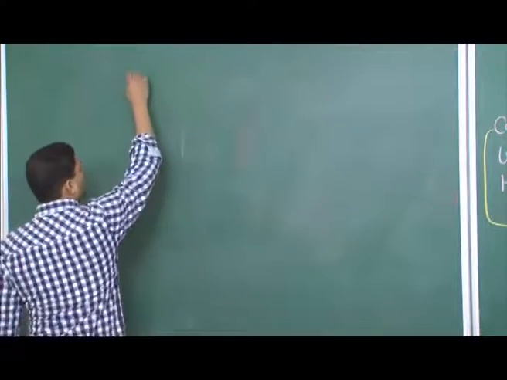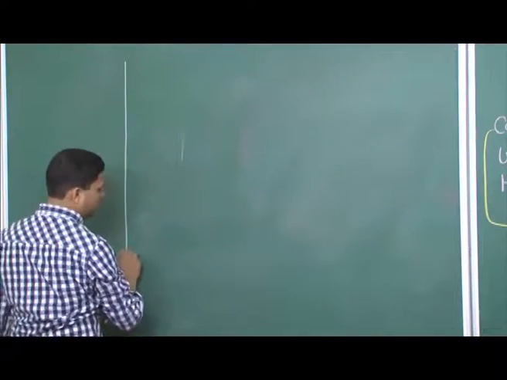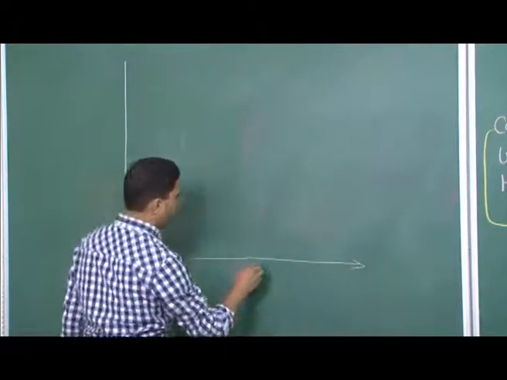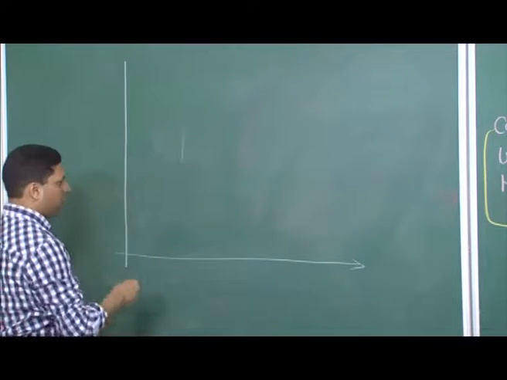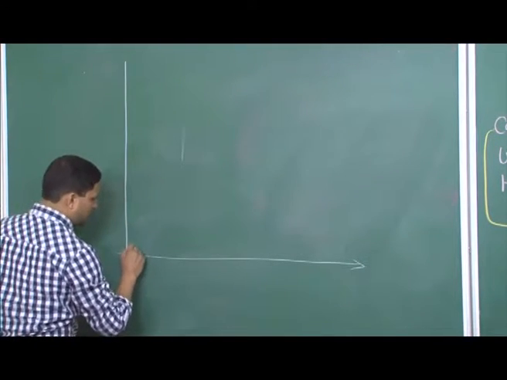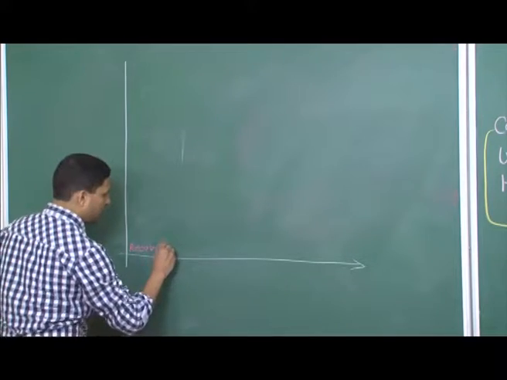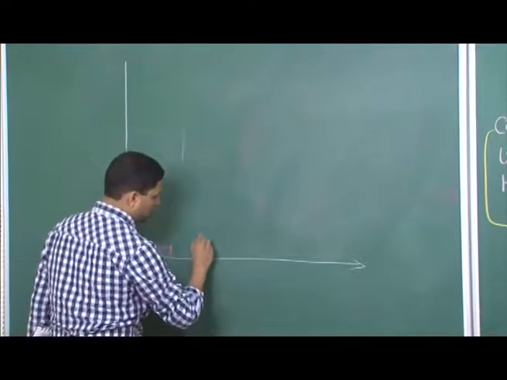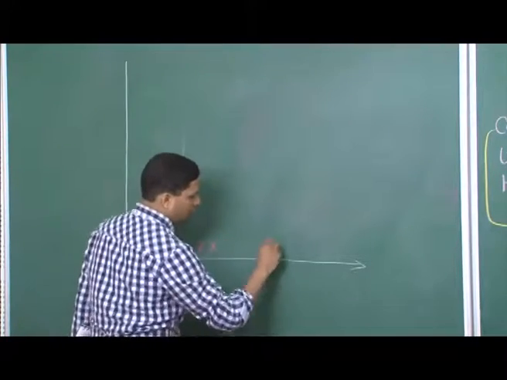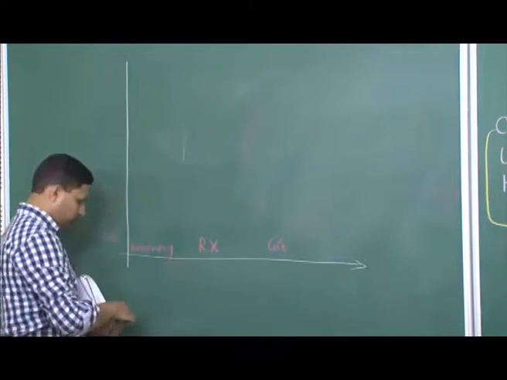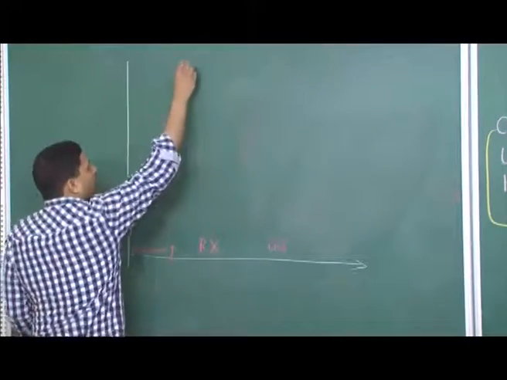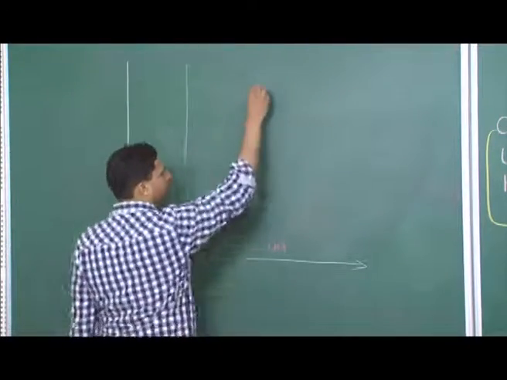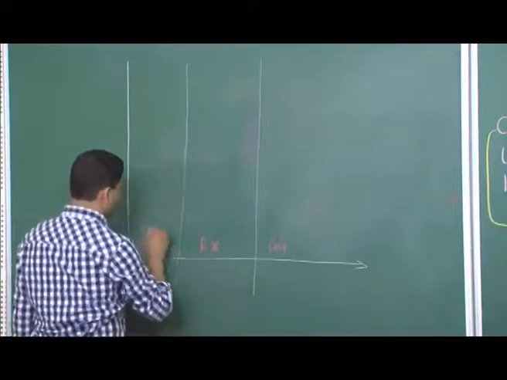So, I will extend that plot over here. So, we have, like we said, recovery, cold worked, recrystallization and grain growth. And let me divide it again as earlier.